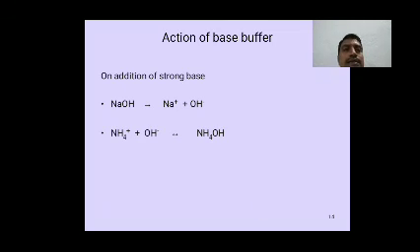Ammonium hydroxide, NH4OH, plus NH4Cl: this is a base buffer solution. On addition of strong base, the ammonium ions interact with OH minus ions to form ammonium hydroxide.